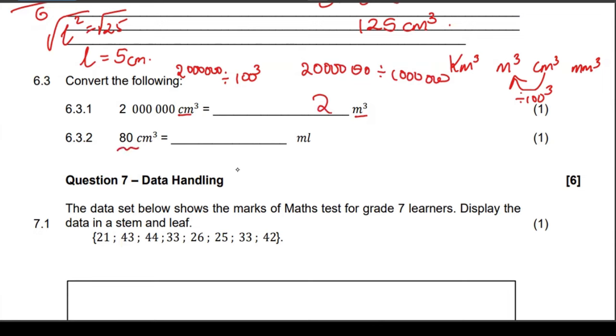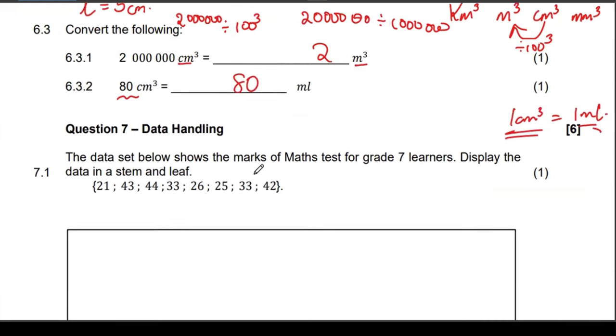And then 80 centimeters cubed to milliliters. Now what we know is that 1 centimeter cubed is equal to 1 milliliter. That's just the same thing, meaning that this must be just 80 milliliters.